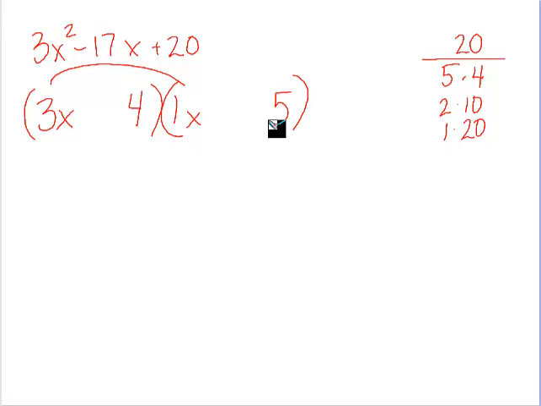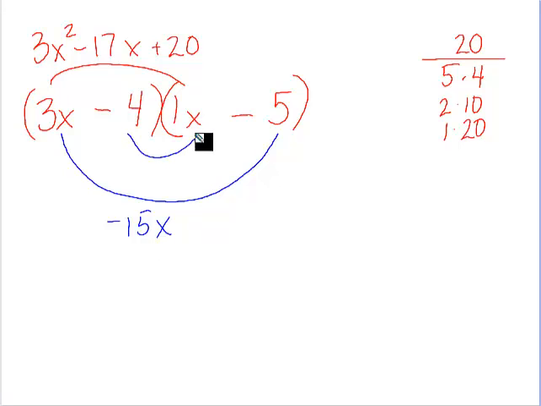In this case, when we add these together, we want to get a negative number, so we're going to make them both minus. And now we're going to do the checking. So you're going to take the outer two. What's 3x times minus 5? Negative 15x. What's negative 4 times 1x? Negative 4x. That didn't work, did it? That doesn't give us negative 17.